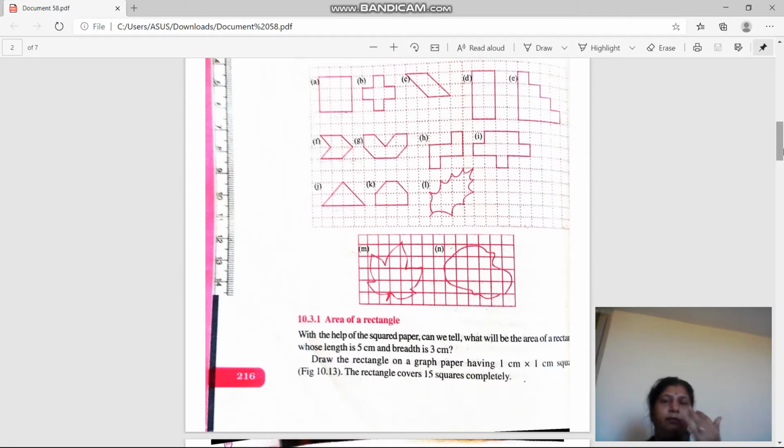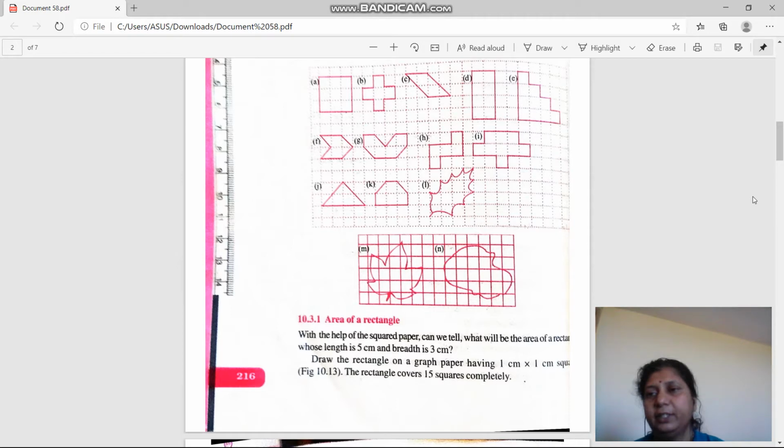Now we will start our new topic, that is area of a rectangle. With the help of square paper, can we tell what will be the area of a rectangle whose length is 5 centimeter and breadth is 3 centimeter? So what is the process for it? We have to draw the rectangle on graph paper having 1 centimeter by 1 centimeter squares. When we draw the rectangle on the graph paper, what do we find? The rectangle covers 15 squares completely.